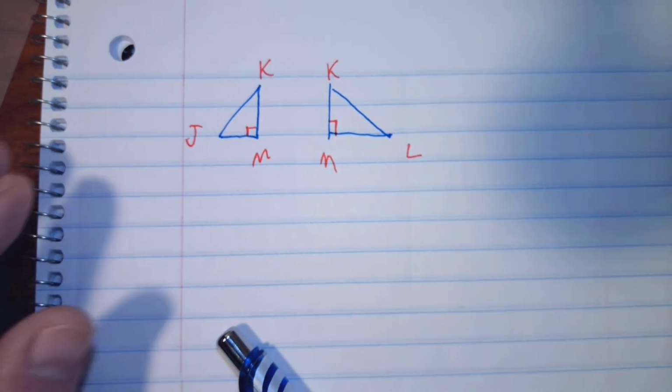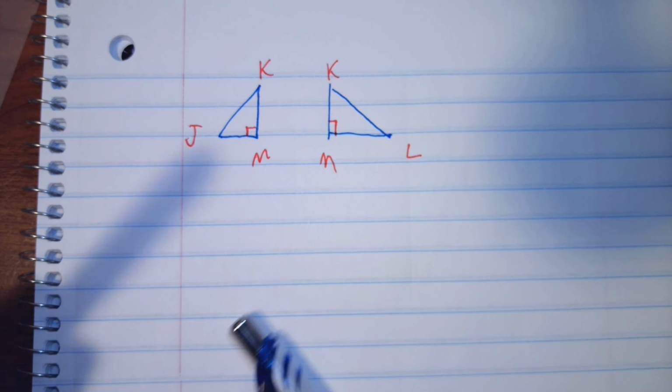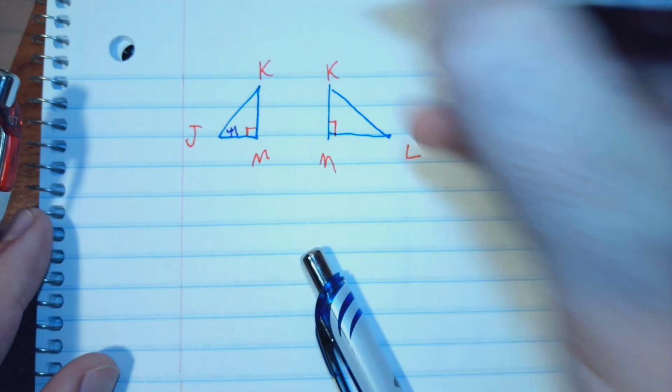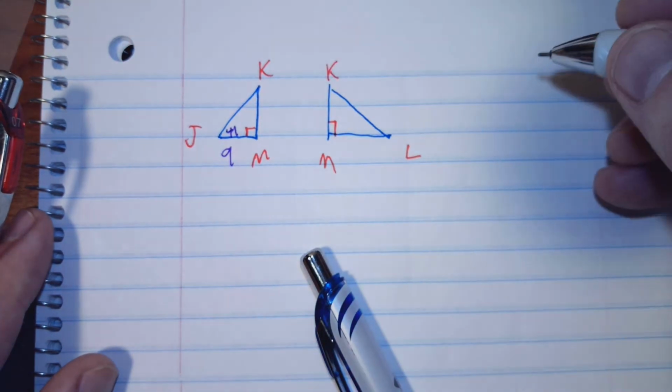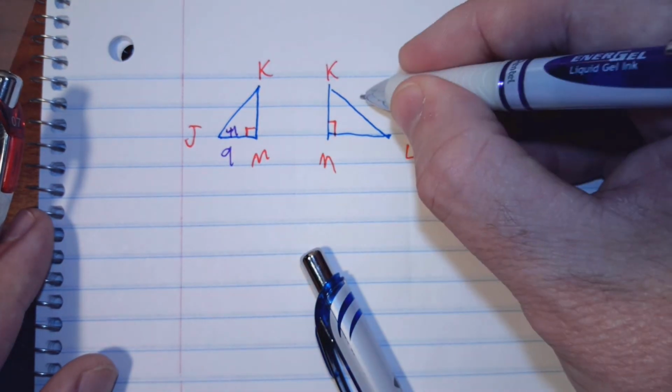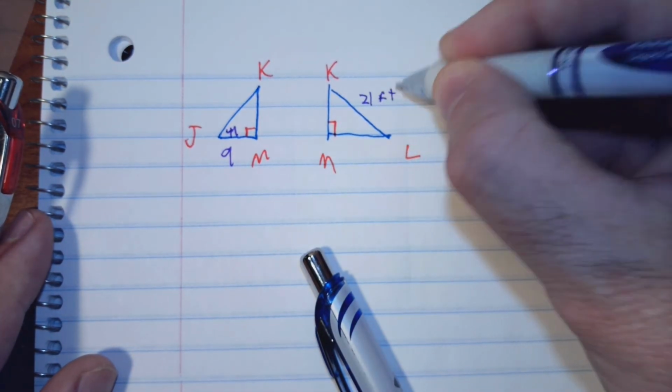All right, so I split up the triangle, and I could have made this bigger. That's 41, and that is going to be 9. And this is going to be 21. I'll put the feet because they're probably going to want us to keep them in feet.